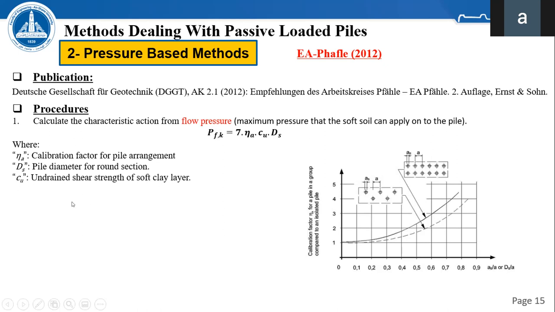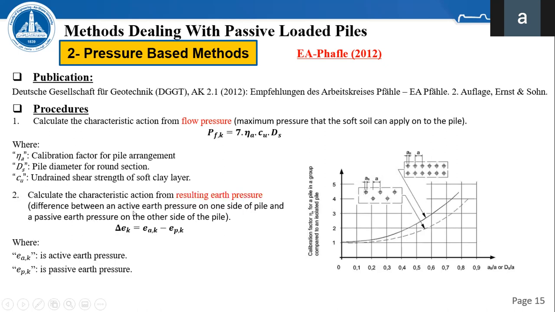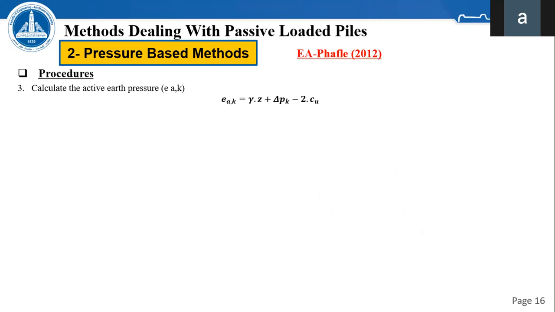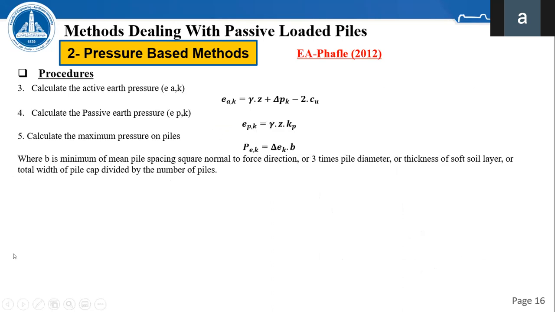It also calculates the lateral pressure from the second approach, which is the resulting earth pressure distribution, where it calculates the active earth pressure on one side of the pile and the passive earth pressure on the other side. Using the difference between the active earth pressure and the passive earth pressure, we can calculate the lateral pressure on the pile from the lateral soil movement, multiplied by LP, which is the minimum of the mean pile spacing square normal to the force direction, or three times the pile diameter, or the thickness of the soft layer, or the total width of the pile cap divided by the number of piles.